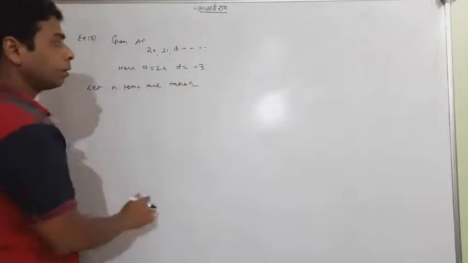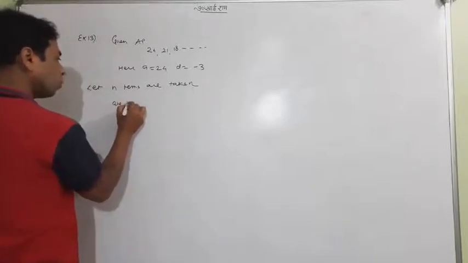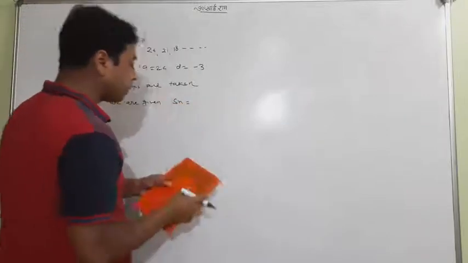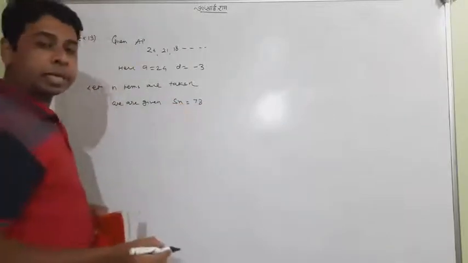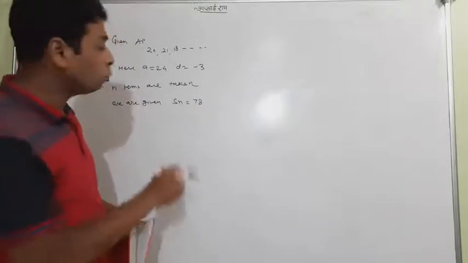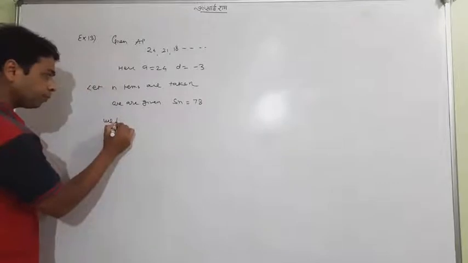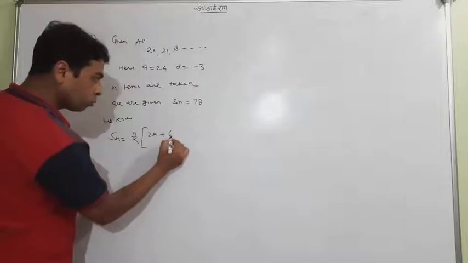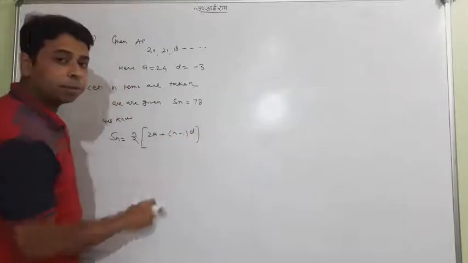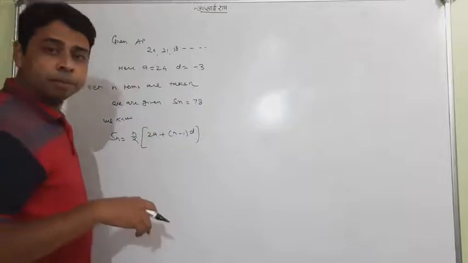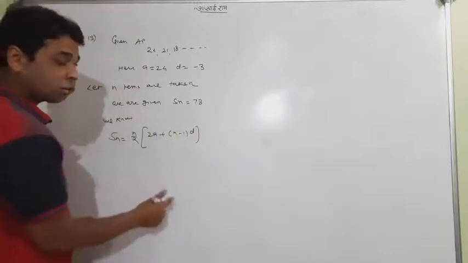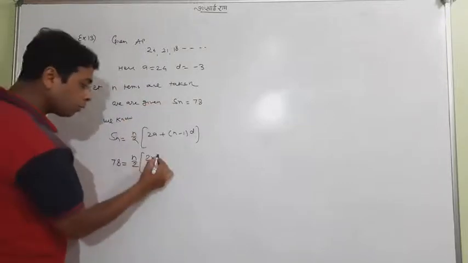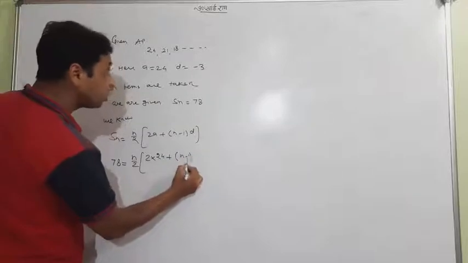Meaning we want to find n. And what is given? The sum is 78. Sn, because n is the number of terms, which I don't know. So Sn equal to 78 is given. So we use the formula of Sn, n by 2. What do we need to find out, student? n, the number of terms. How many terms should be taken to get the sum 78? So 78 is the given sum. n I don't know. 2A is 2 times 24. n I don't know. D is given as minus 3.